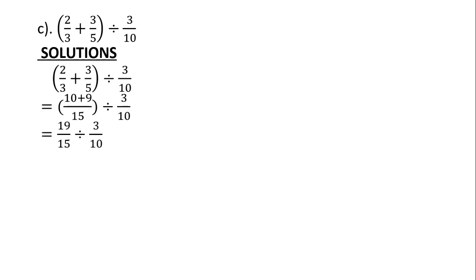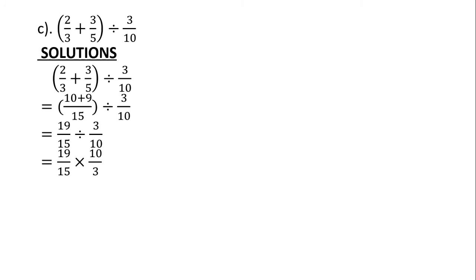Every time you are dividing fractions, change the division sign to multiplication. When you change your division sign to multiplication, find the reciprocal of the divisor. The numerator will become our denominator, and our denominator will become our numerator. So we are going to say 19/15 times 10/3.